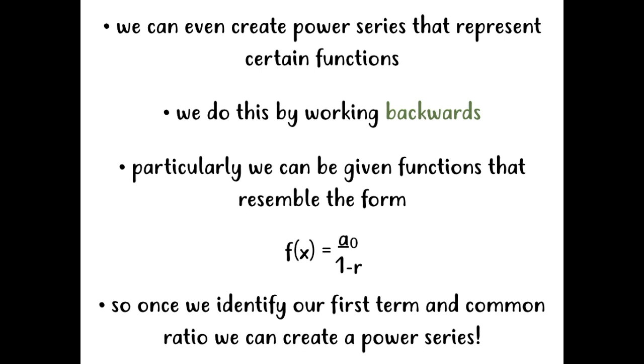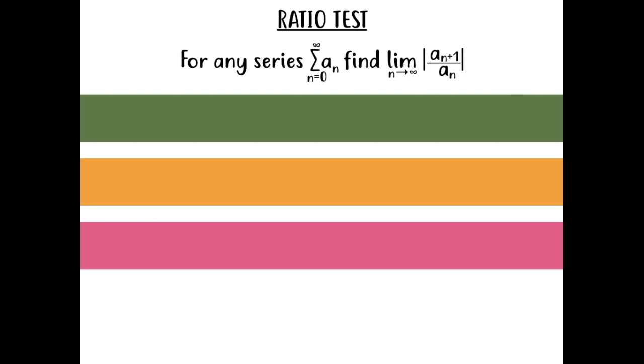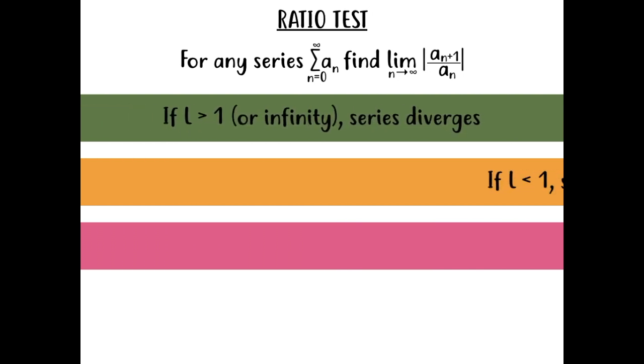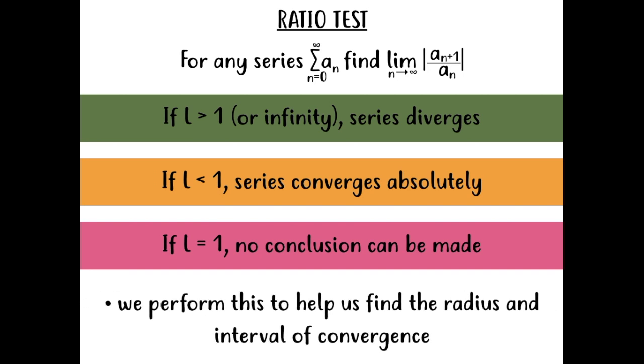When dealing with power series, it is also helpful to know the ratio test. For any series, we're finding the limit as n approaches infinity of the absolute value of a sub n plus 1 all over a sub n. So if our limit is greater than 1 or is infinity, the series diverges. However, if the limit is less than 1, then the series converges absolutely. But if it's equal to 1, then no conclusion can be made. We perform the ratio test to help us find the radius and interval of convergence.